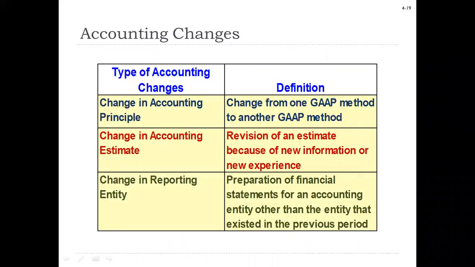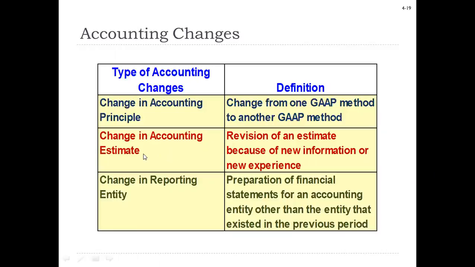The chapter touches a little bit on accounting changes, and we will be talking about accounting changes in a subsequent chapter in Accounting 302 and Intermediate Accounting 2. So we won't really talk about that in detail here. Just be aware that there are three major types of changes. A change in accounting principle is when you change from one GAAP method to another GAAP method. An example of this is changing from FIFO inventory valuation to weighted average inventory valuation. That's a change in accounting principle.